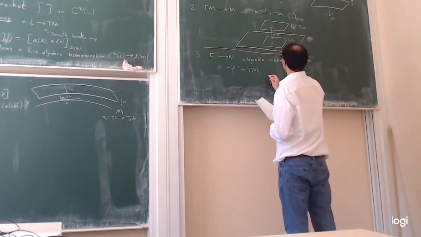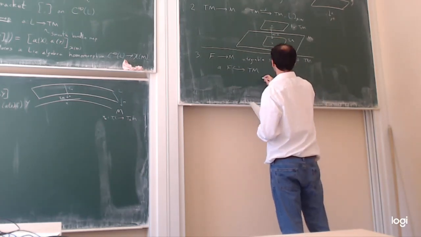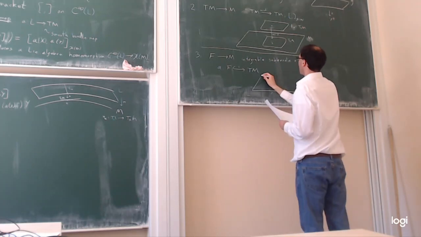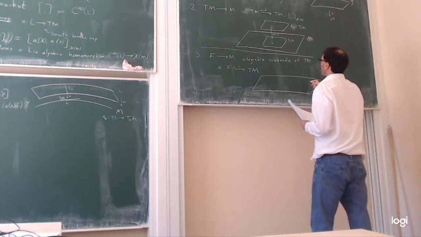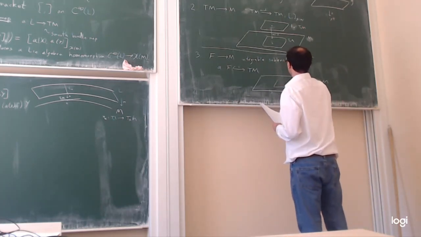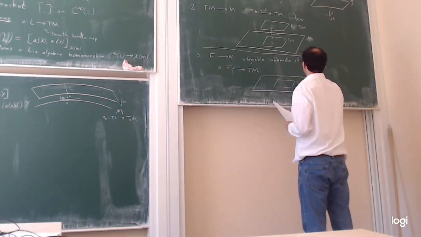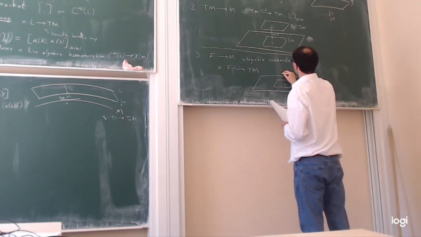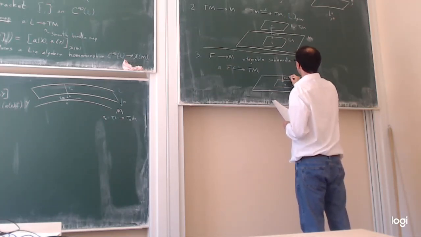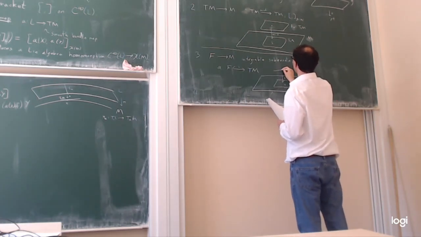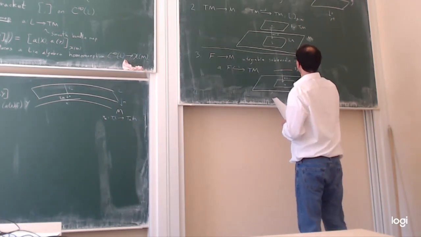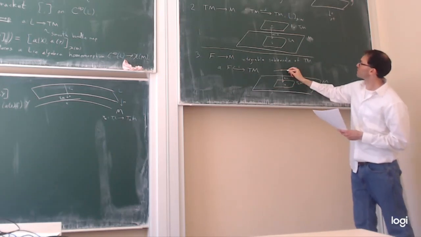So here's something like this. X. A is inclusion. And here's the fiber of F at X.